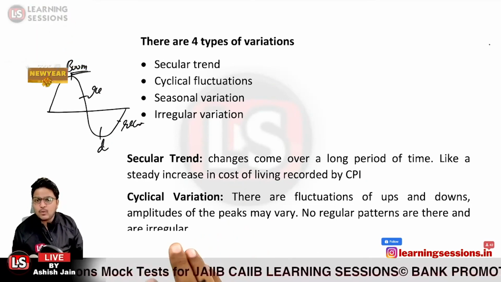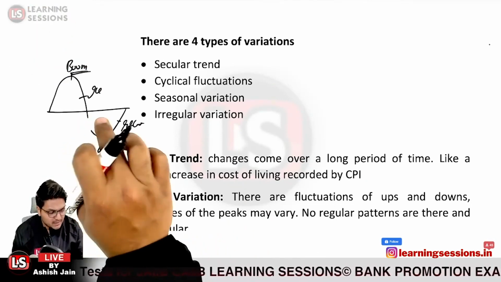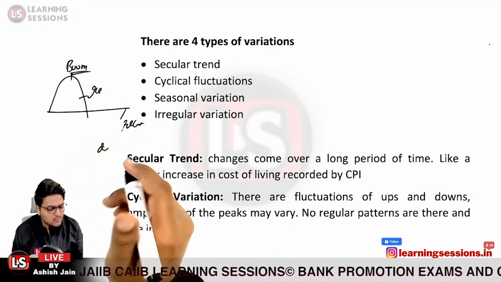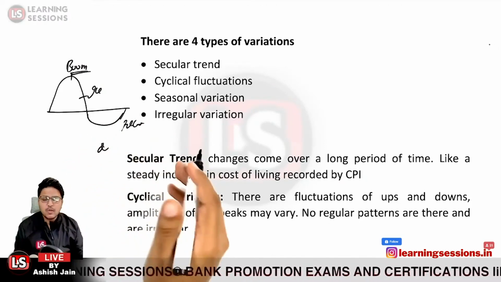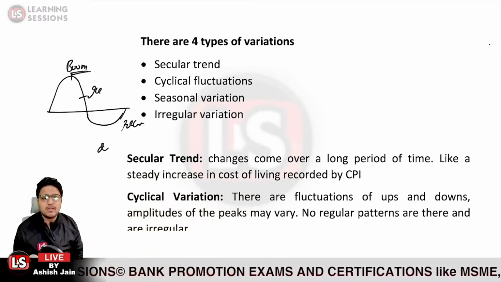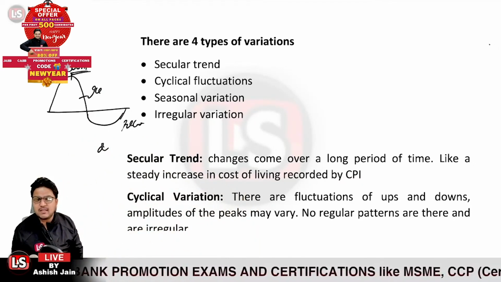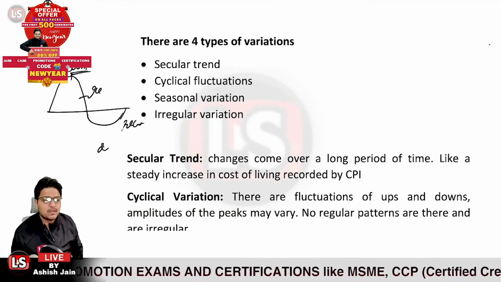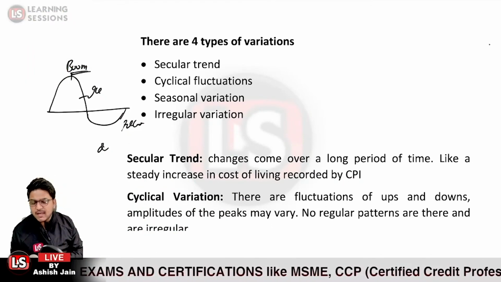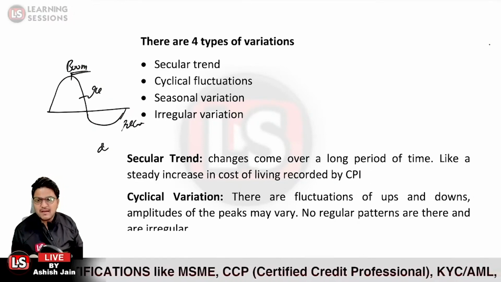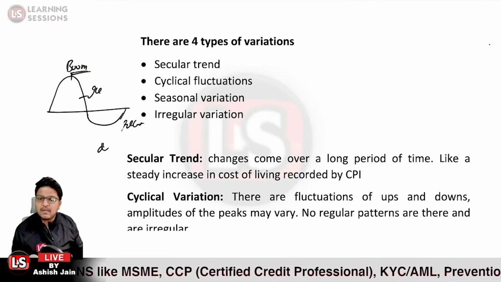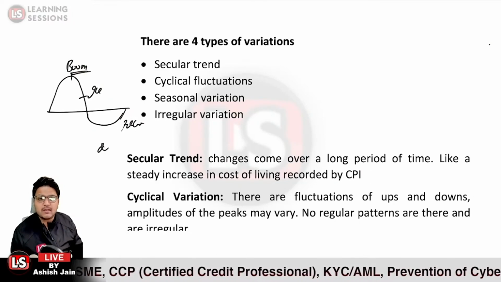That what amplitude it would be. So it may be the case that the depression could be there for a smaller time. So amplitude is varying, and further there is no regular pattern related to it, and these are irregular. These may happen, but it is not the case that they will happen each and every year. So these are irregular itself.